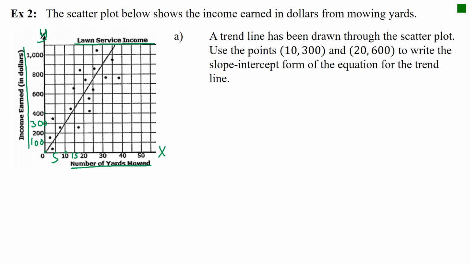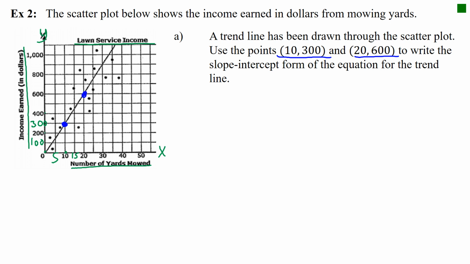So looking at question A says, a trend line has been drawn to the scatter plot. So a trend line, remember, is a line of best fit. It shows you the trend, the pattern that's currently happening. Use the points (10, 300) and (20, 600) to write the slope-intercept form of the equation for the trend line. So they give us 2 points, (10, 300). So (10, 300) would be right here. The next point is (20, 600). So 20 to the right, 600 up.